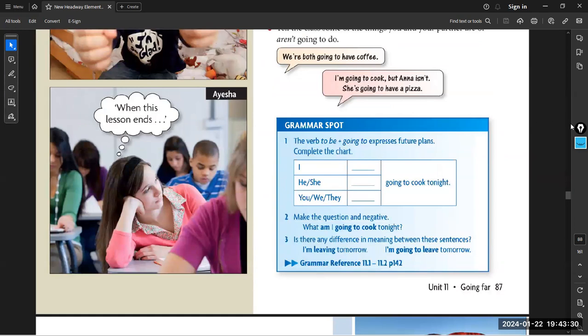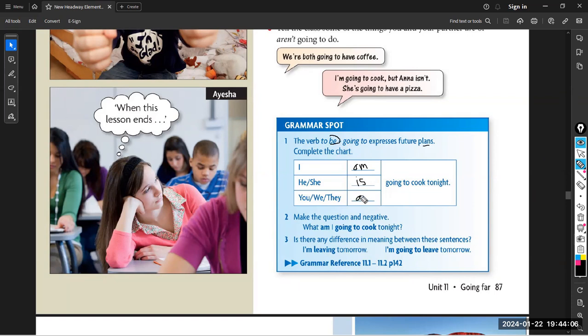Now let's try to revise this grammar spot. So absolutely, guys, going to: we have the verb to be plus going to mention the plans of future. Let's complete the chart with using the best verb to be. Now, I going to cook tonight. I am, or am. Absolutely. I am going to cook tonight. He or she is going to cook tonight.